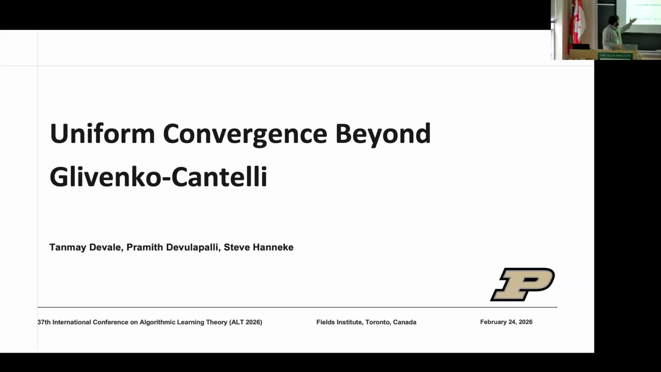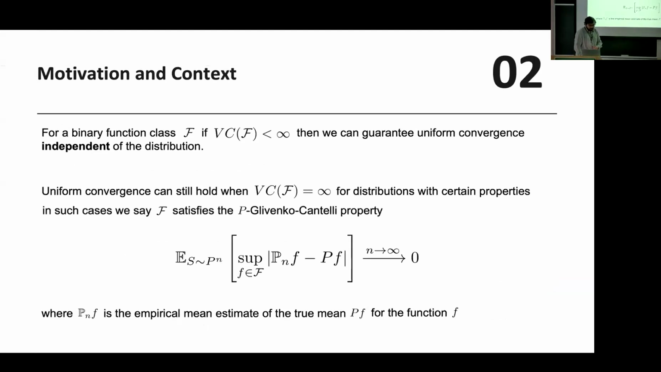Good afternoon. I'm Tanmay Devale, and I'll be talking about our work titled Uniform Convergence Beyond Glivenko-Cantelli with Pramith Devulapalli and our advisor Steve Hanneke. For binary function classes, we know that if VC dimension is finite, then we can guarantee uniform convergence independent of the underlying distribution. But uniform convergence can still hold for certain concept classes with infinite VC dimension for certain specific distributions. For instance, we consider the Glivenko-Cantelli property, in which when we sample n data points from some distribution P, the supremum over your concept class of the empirical mean minus the true mean goes to 0 asymptotically. When this occurs, we say that we have P Glivenko-Cantelli.